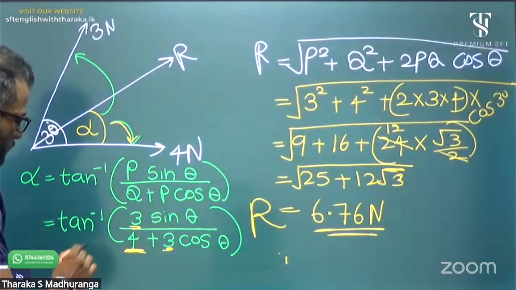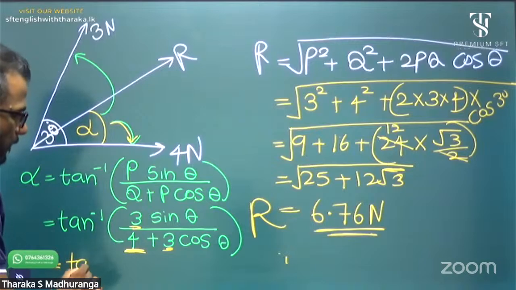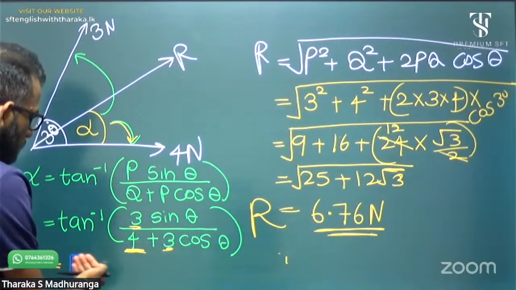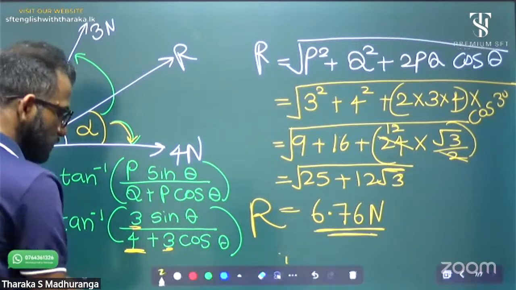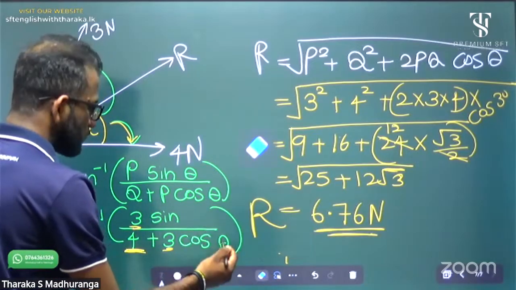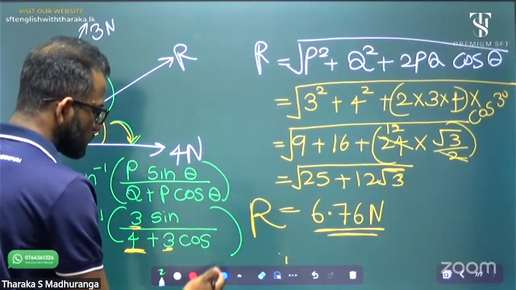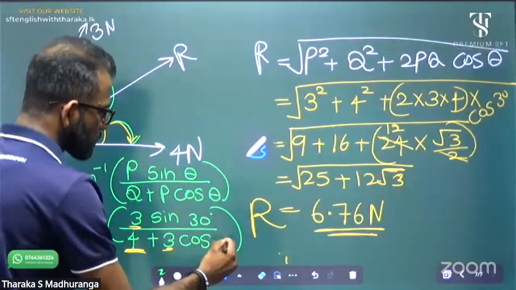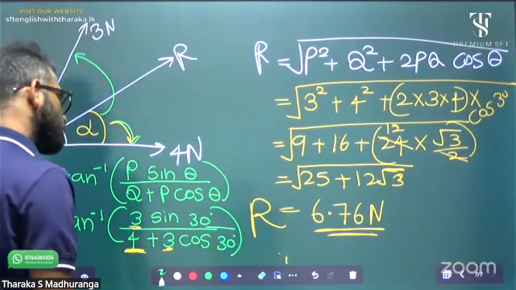Tan inverse. Now theta, what's the theta? Theta is 30, no? Theta, the given angle, 30.